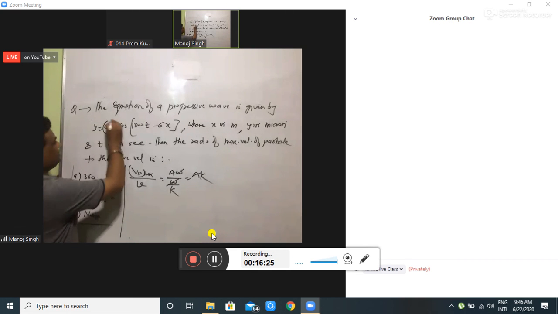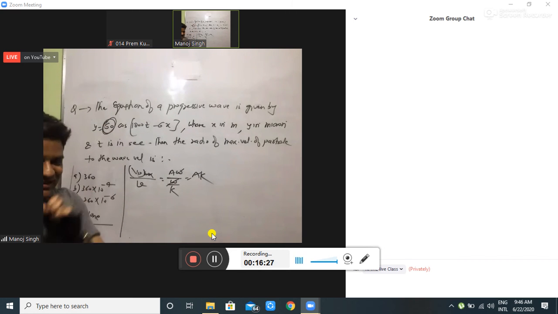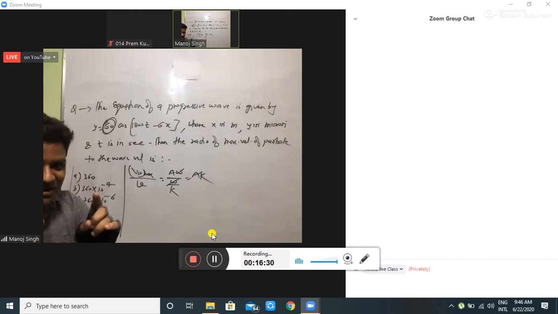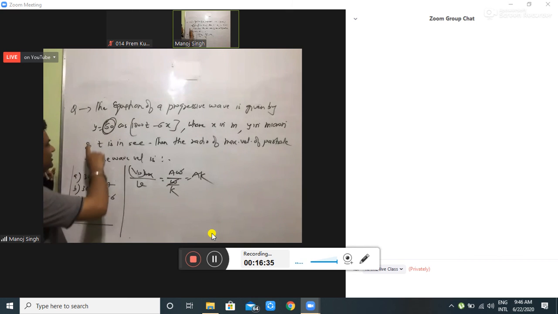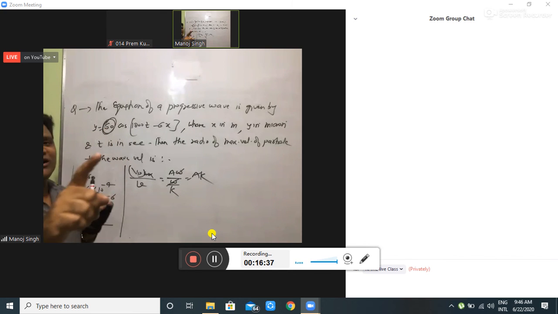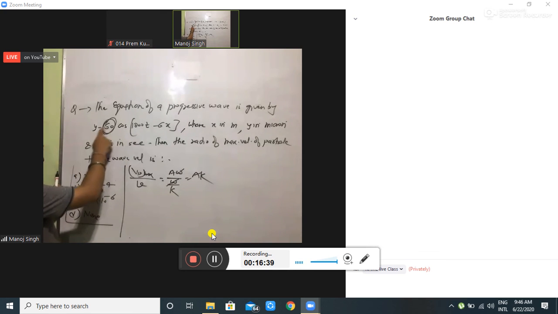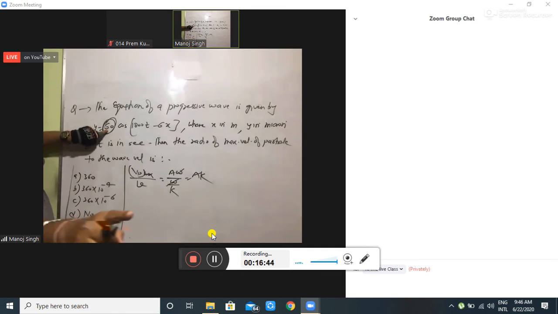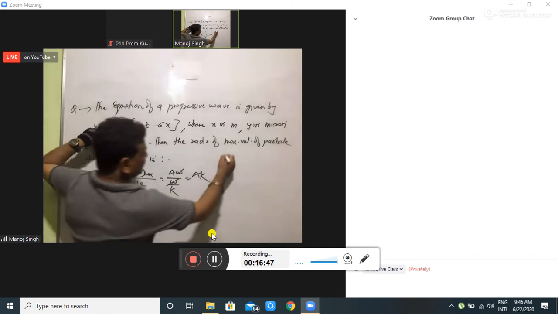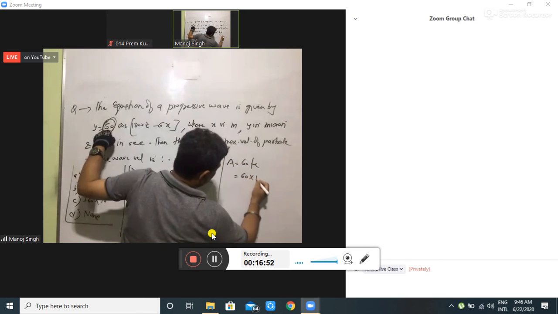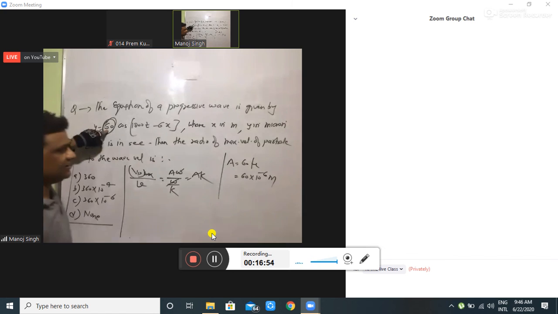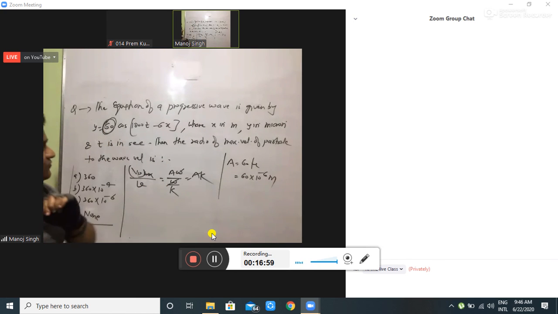The value of the amplitude is 60, but it is not in meters or centimeters. It is in microns. The unit of A depends upon the unit of y, so if y is in microns, the amplitude will also be in microns. So the amplitude is 60 micron, which is 60 into 10 to the power minus 6 meter.